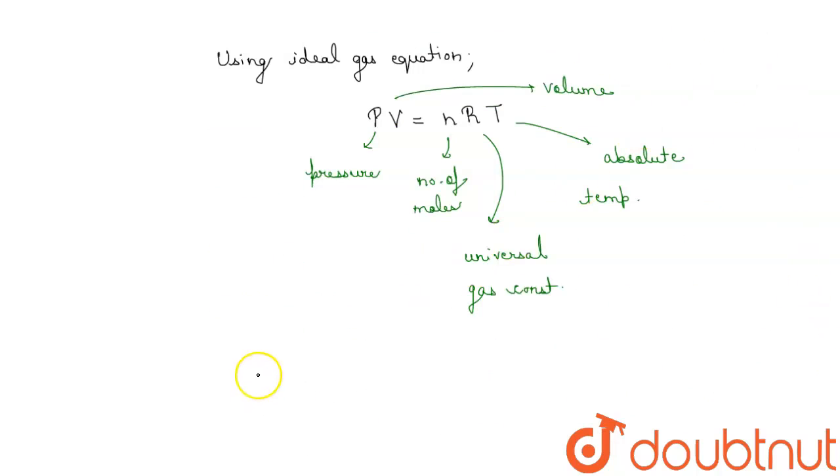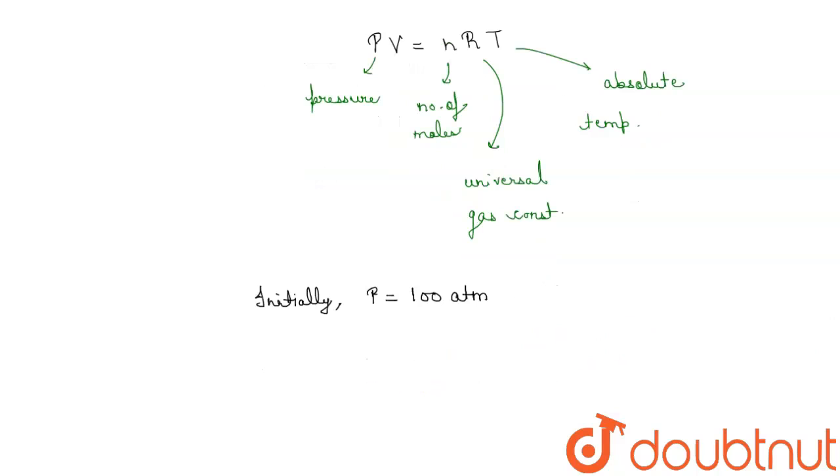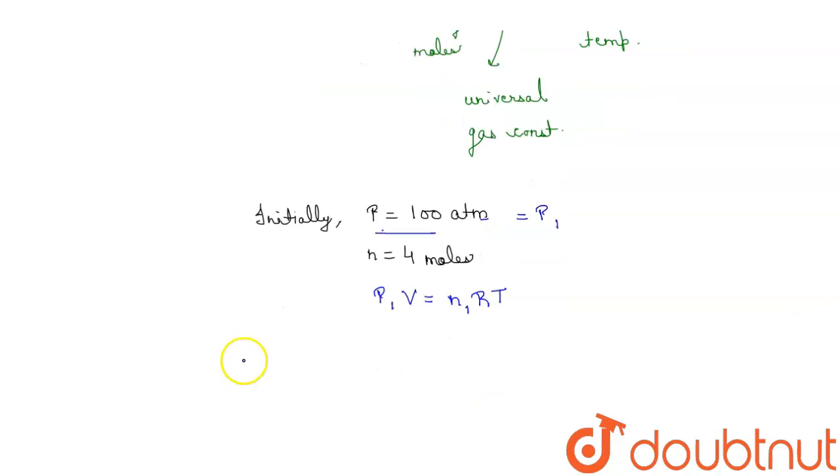Now moving forward, so basically initially pressure is 100 atmosphere that we have been given, and number of moles are 4 moles that we have found out. Now let's take this initial pressure as P1. So the equation will be P1V equals N1RT. Right?